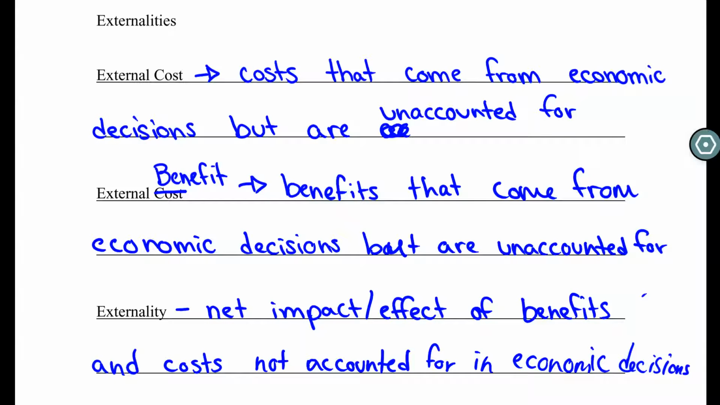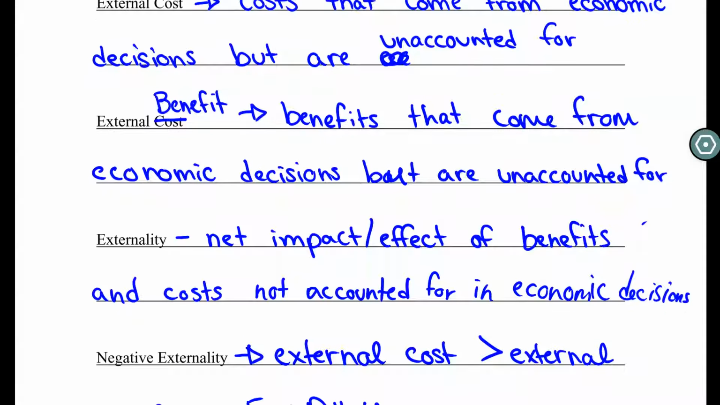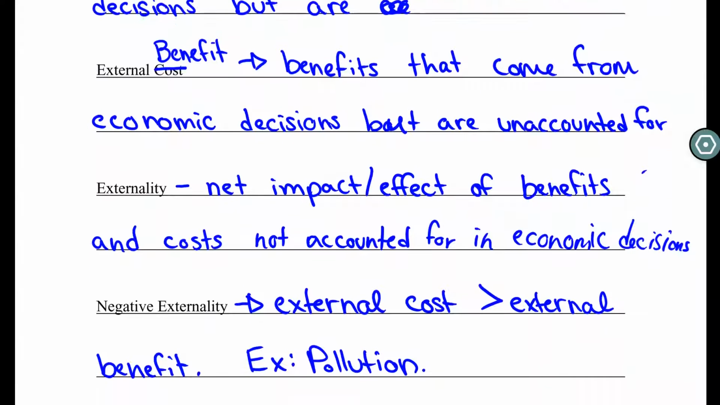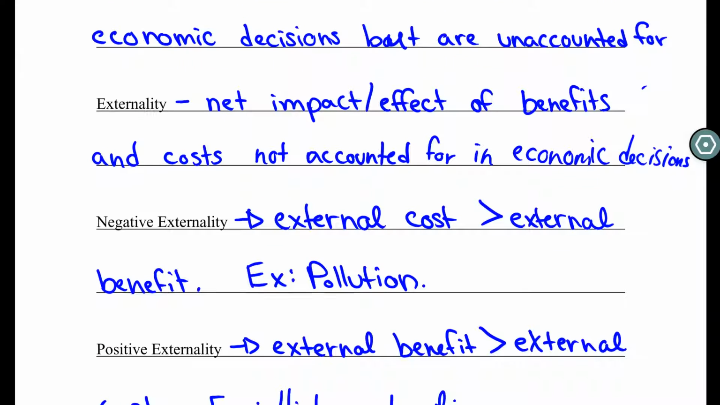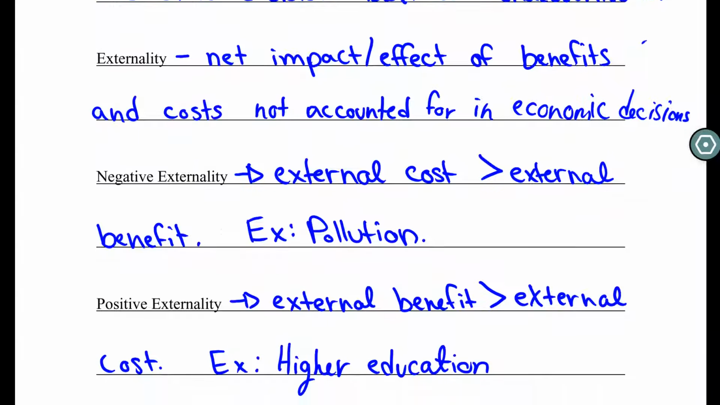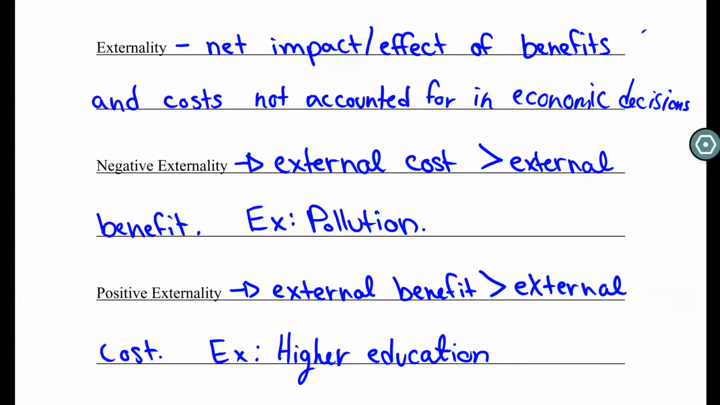The way we look at these side effects is we talk about externalities, which talk about the net impact of the benefits and costs. So we have both negative externalities, where the cost is higher than the benefit, and positive externalities, where the benefit is higher than the cost. A negative externality would be pollution, because the cost of remediating the pollution is greater than any benefit, right? There's not really a benefit to polluting the environment.